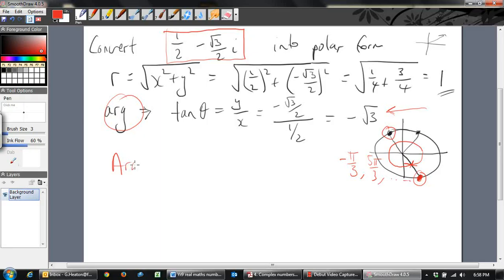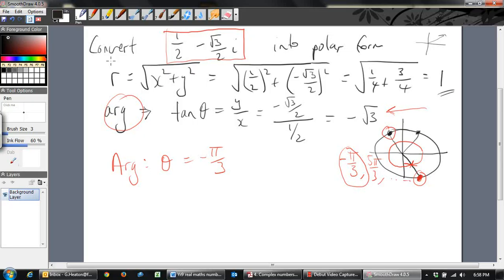What would the capital A Argument be? Well, the capital Argument would be only between negative pi and positive pi. And so what will that be? That'll be this value here, the one that's in between negative pi and positive pi. And so our theta will be negative pi on 3.